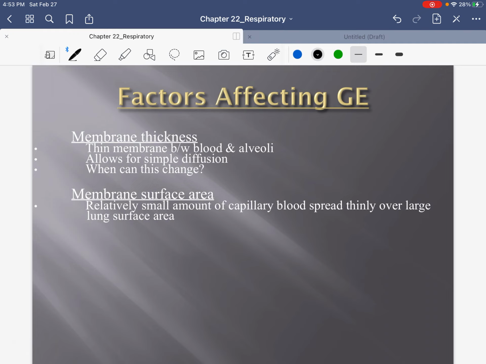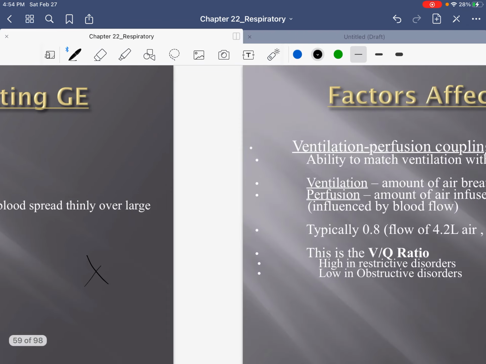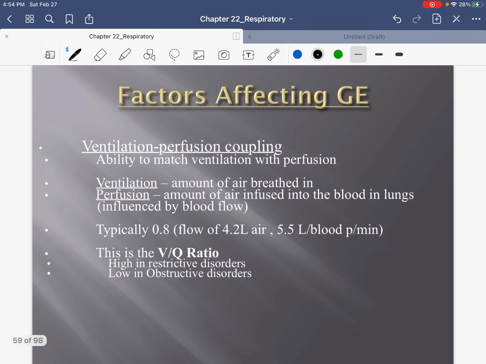This is pretty simple: membrane thickness. We ideally like to have a thin alveolar membrane. If that membrane gets thicker, it would impede gas exchange. The more membrane surface area we have, the more gas exchange we can do. This is pretty common sense stuff. I'm not going to ask you that on a test. There is something called the ventilation perfusion ratio.